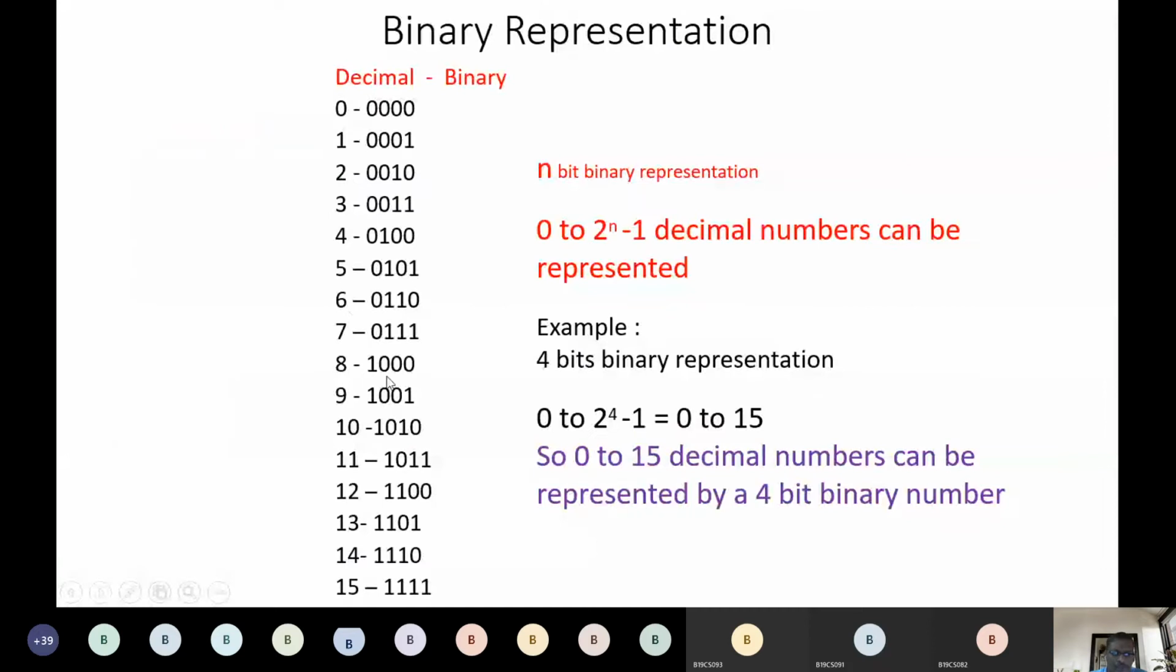So 8 is 1000, and 9 is plus 1. Every time we add 1 to get the next number. You know binary addition of 1. For example, 0001, if you add 1 to this, it becomes 10, since 1 plus 1 is 10. Again 11, and if you add 1 to 111, it becomes 1000, with a carry from here to here. So I hope you already know this binary addition.